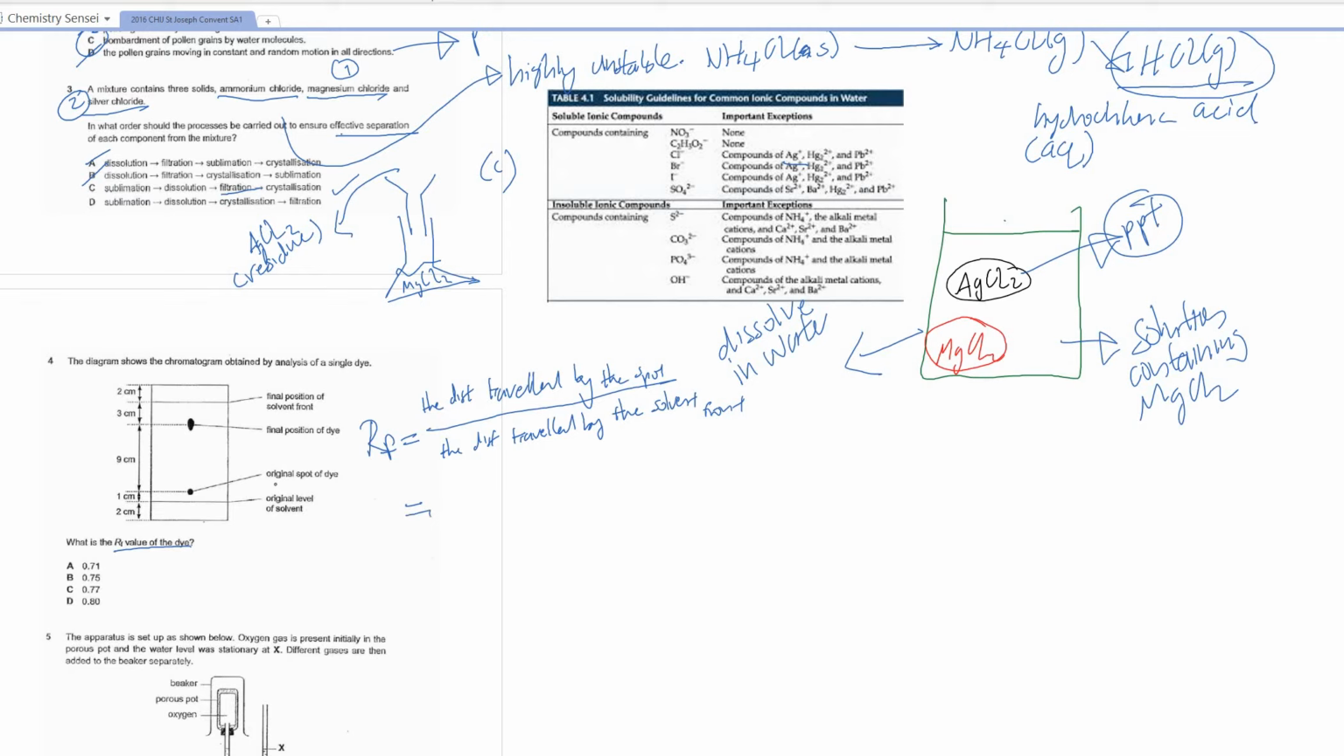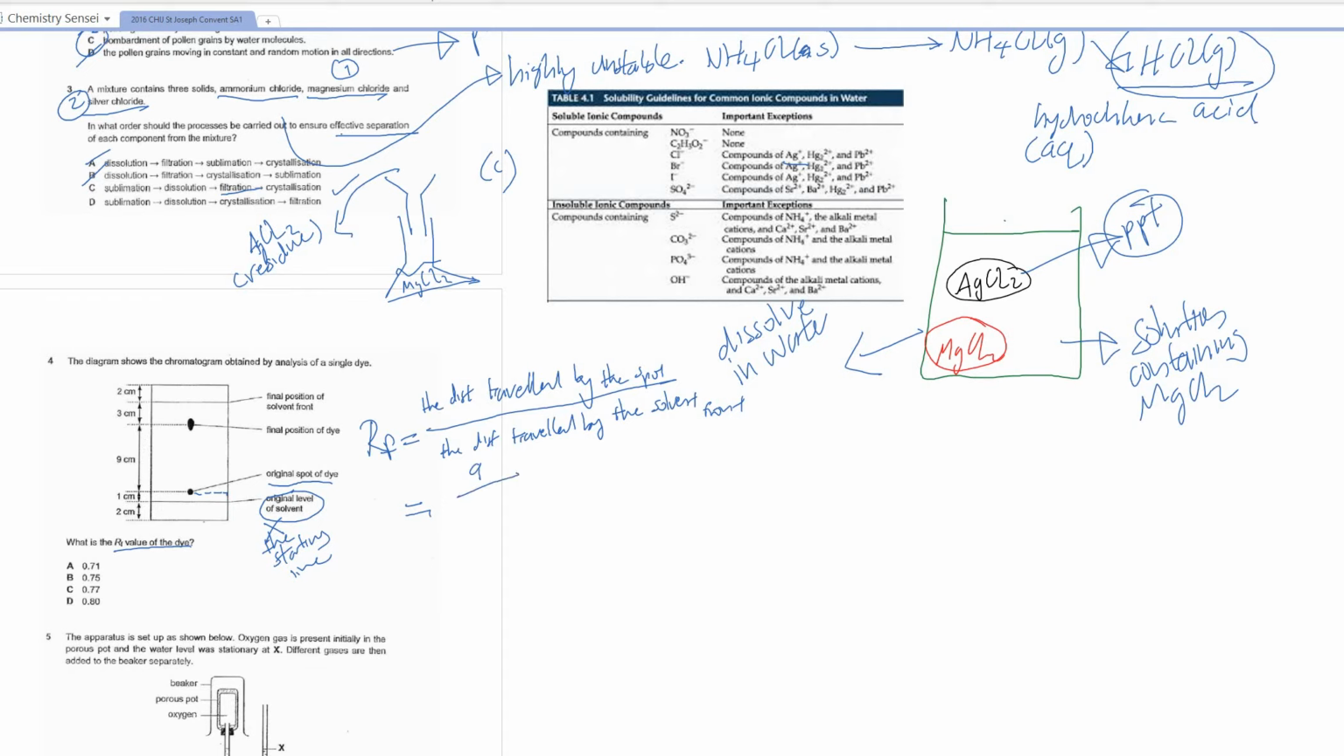By looking at the diagram, it tells us that the original spot of dye is located over here. So this is the starting point, the starting line. This original level of solvent is not the starting line. From here, the original spot of dye, we can conclude that it has traveled a distance of 9 centimeters.